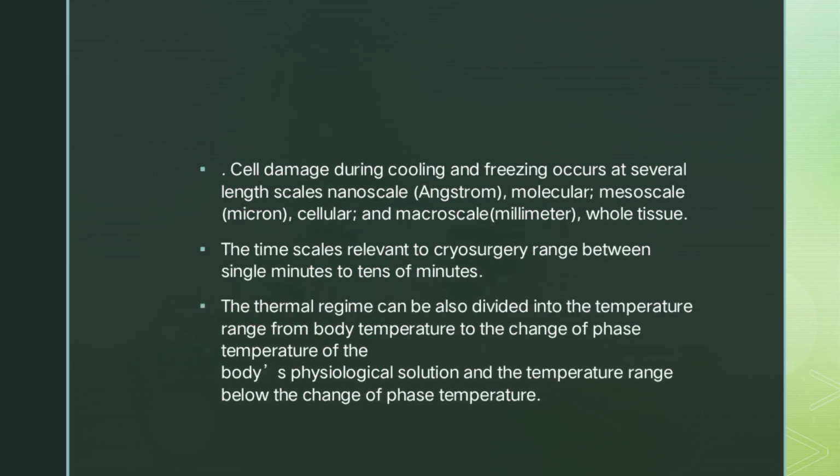Cell damage during cooling and freezing occurs at several length scales: nanoscale (angstrom, molecular), mesoscale (microscale, cellular), and macroscale (millimeter, whole tissue). The time scales relevant to cryosurgery range from single minutes to tens of minutes. The thermal regime can also be divided into the temperature range from body temperature to the phase change temperature of the body's physiological solution, and the temperature range below the phase change temperature.